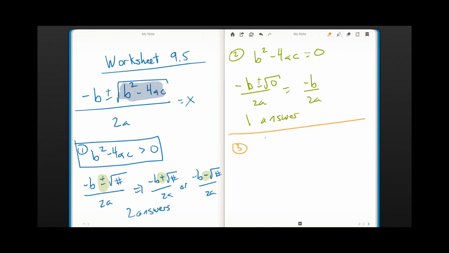Your last option is if b squared minus 4ac is a negative number. It's less than 0. Well, in that case, I have negative b plus or minus the square root of a negative number over 2a. Now that divides out into two numbers, kind of like that one does, but because I have a negative under the radical, that gives me negative b plus i root something over 2a, or negative b minus i root something over 2a.